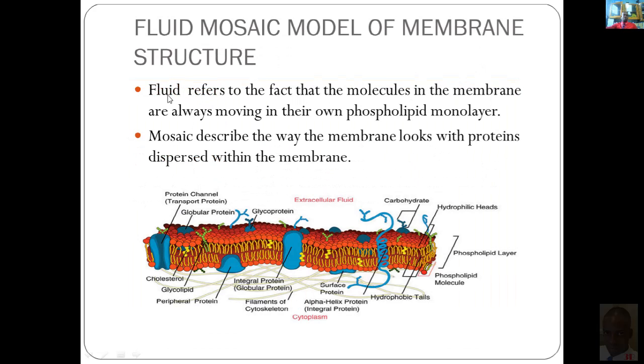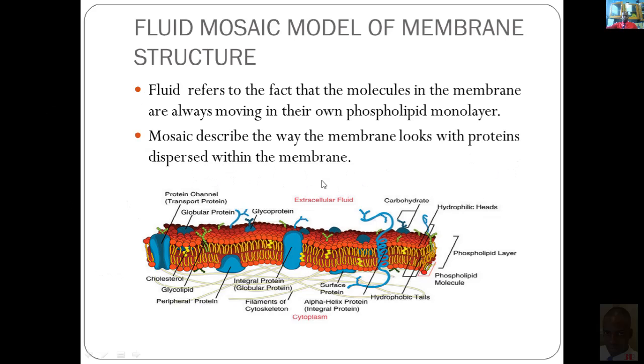Now the fluid mosaic model of the membrane just really refers to the fact that the membrane is fluid, it's always in motion, right? And that motion is basically based on the phospholipid layer by layer. They're not fixed like a nail to a wall or anything like that.